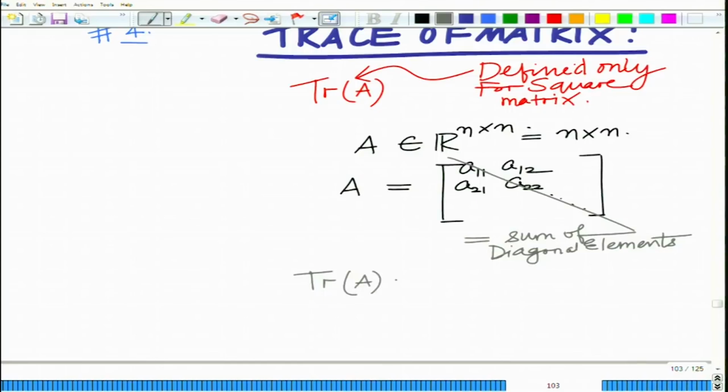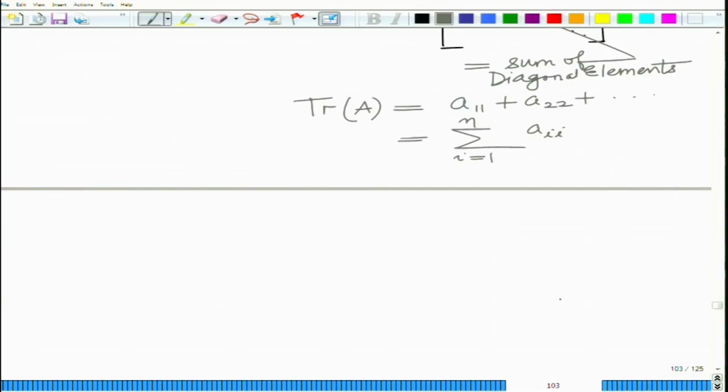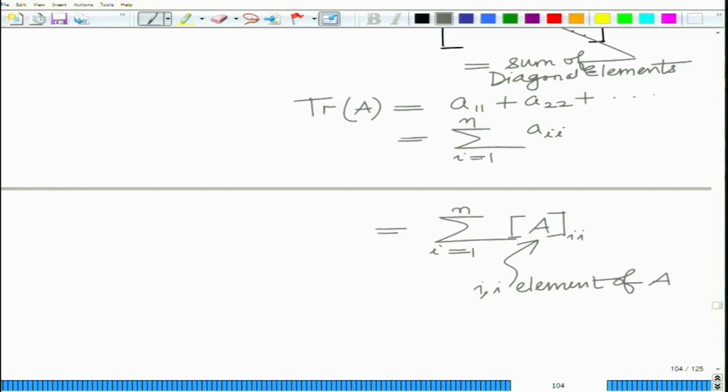So, trace of A equals A11 plus A22 and so on, that is basically the sum over i equals 1 to n of A_ii, and that can also be denoted as the summation i equals 1 to n of the (i, i) element of A. This notation basically denotes the (i, i) element of the matrix. So, the trace of a square matrix A is the sum of the diagonal elements: A11 plus A22 plus A33 and so on.